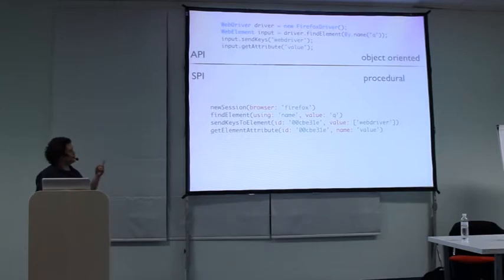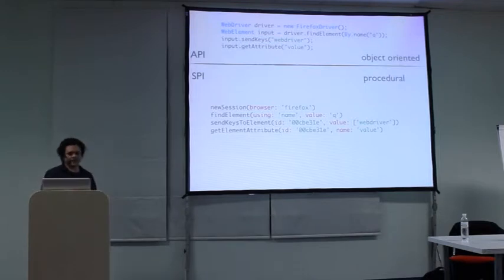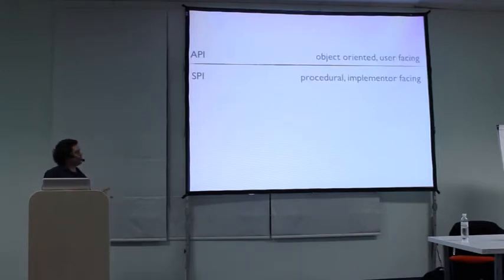So you see the web element abstraction is totally missing. It's just IDs being passed to functions. So that's one way to divide the top part.